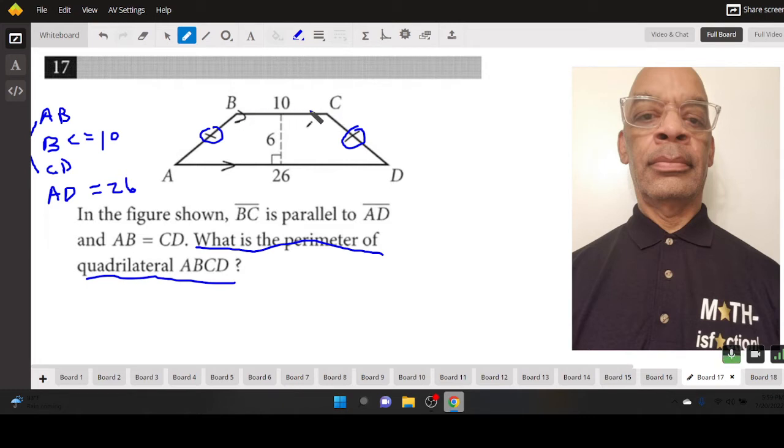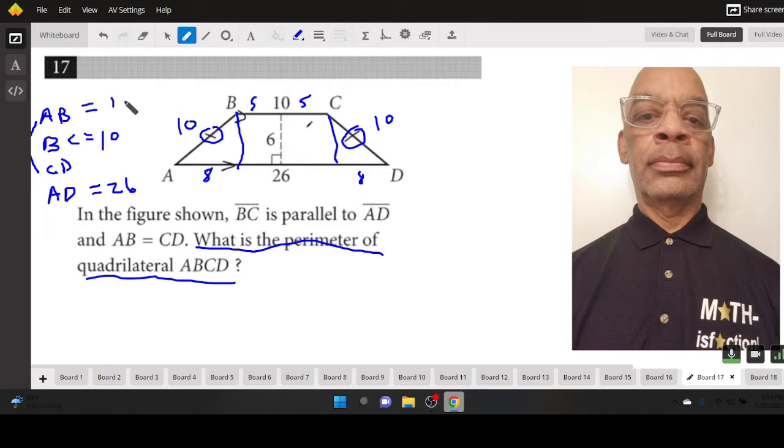Entire length is 10 across the top. So this is 5, this is 5. That leaves 8 here, and 8 across here. The height of 6. 6, 8, 10 is a Pythagorean triple. And 6, 8, 10 is a Pythagorean triple.